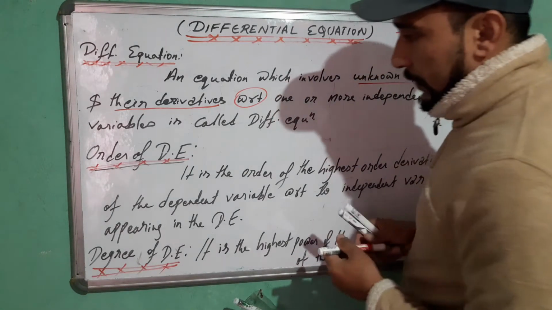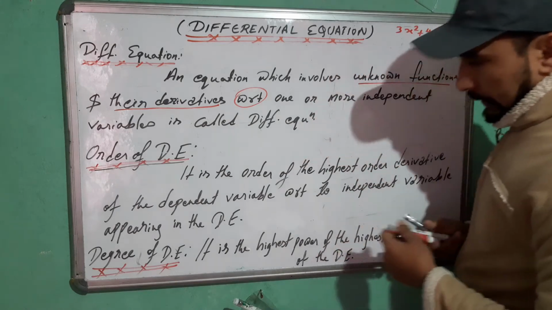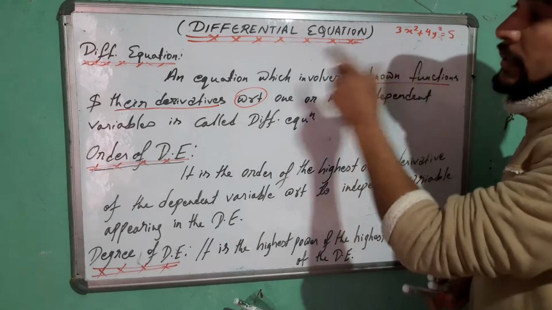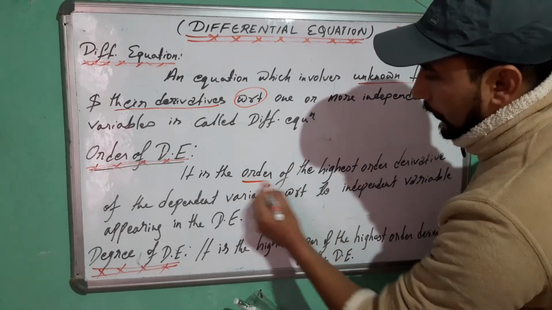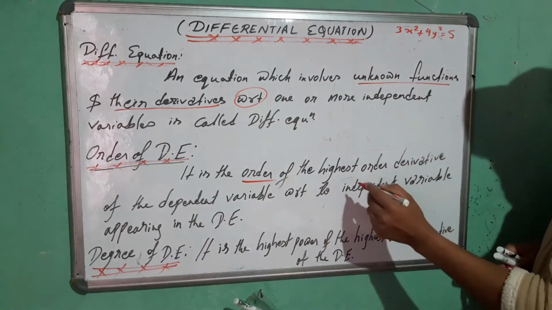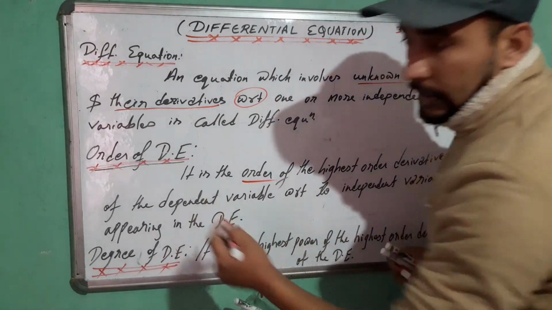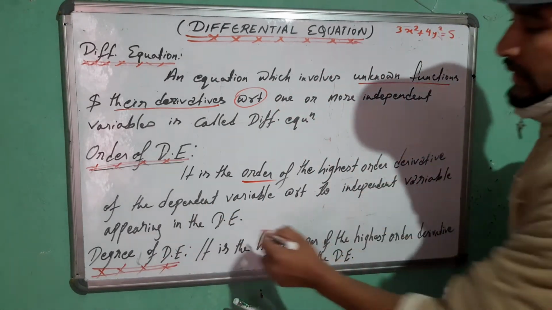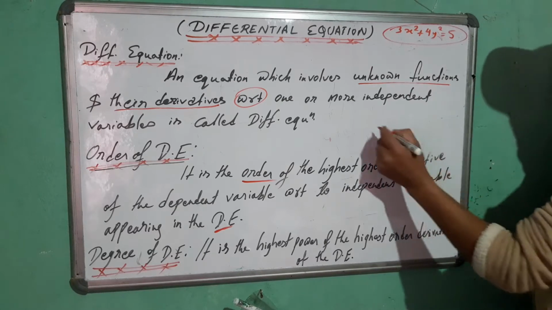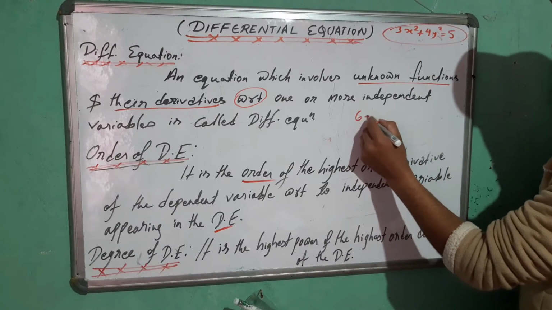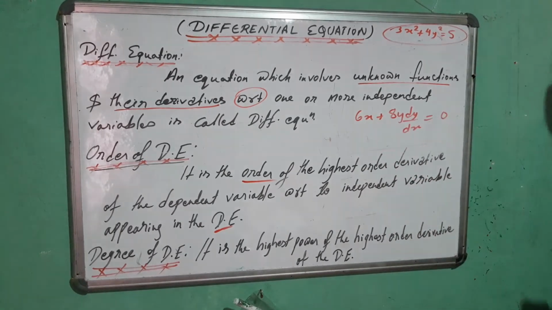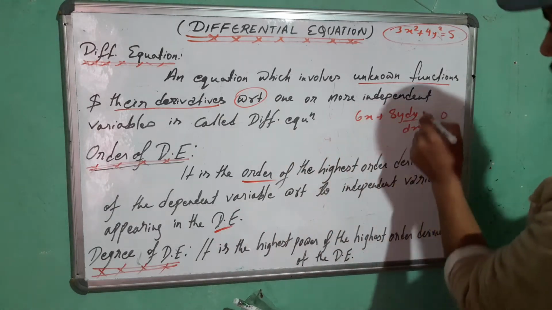Next, you should know the order and degree of a differential equation. Order means how many times you have differentiated the given algebraic expression. It is the order of the highest order derivative with respect to the independent variable appearing in the differential equation. DE stands for differential equation. Like in the previous example, if you differentiate once, 6x plus 8y dy dx equals 0.